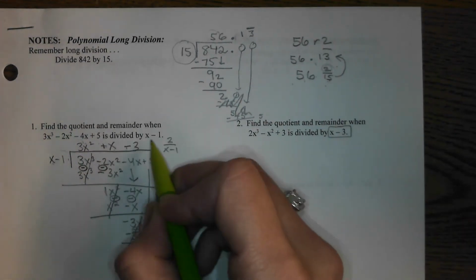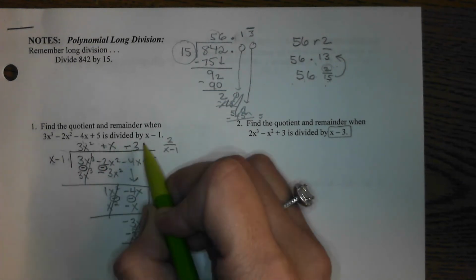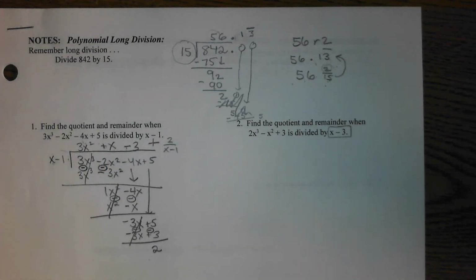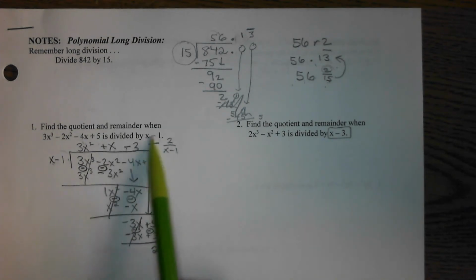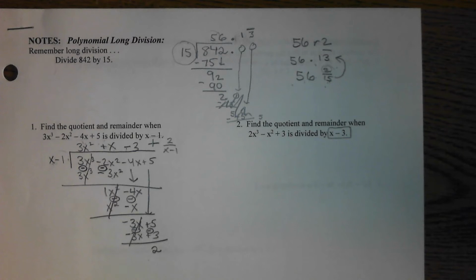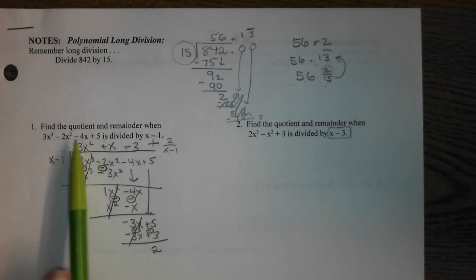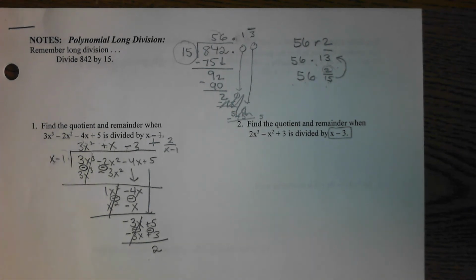But here with a polynomial, you essentially have a fourth term that you need to add on to whatever your quotient was. So, a couple things to remember. Since we have a remainder, what can you tell me about the relationship between x minus 1 and the original polynomial? It's not a factor. Exactly. So x minus 1 is not a factor of that.